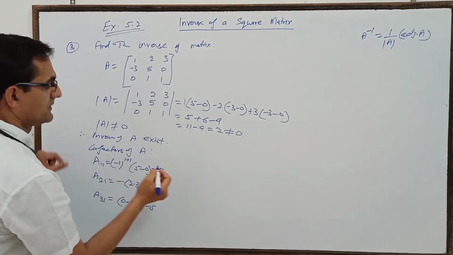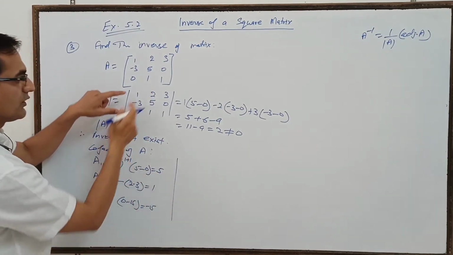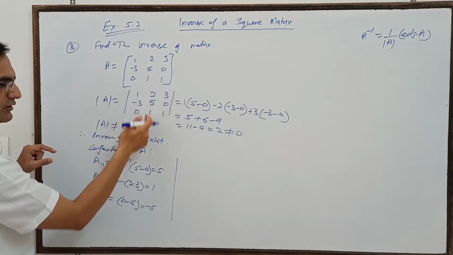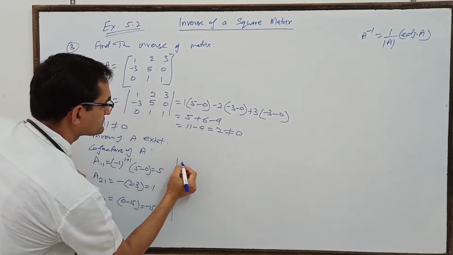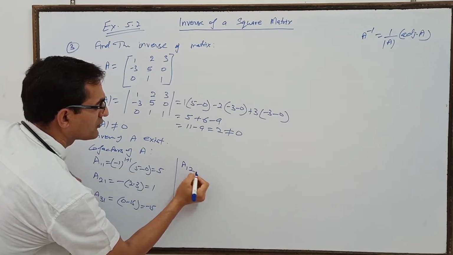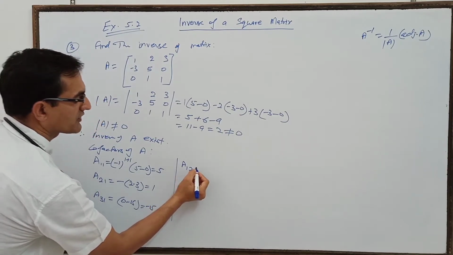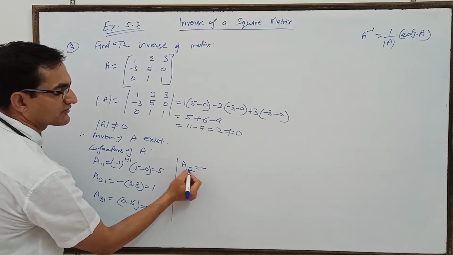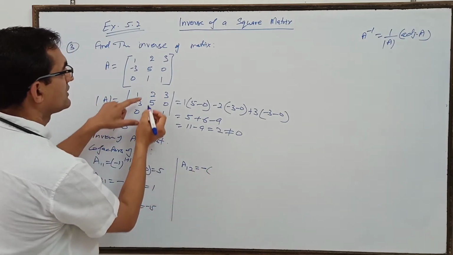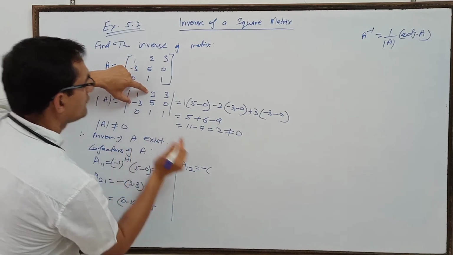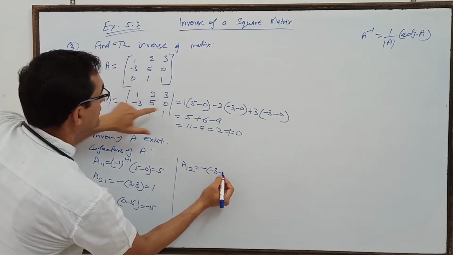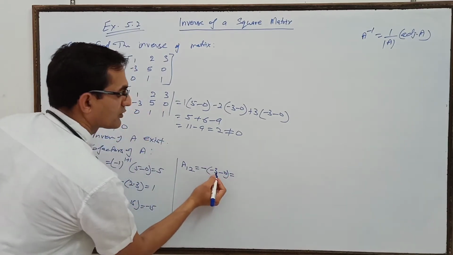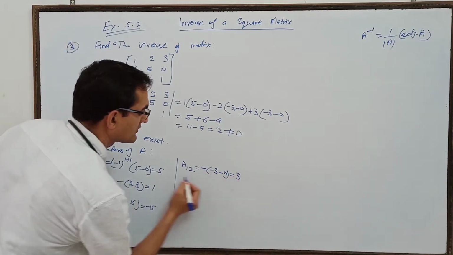Next, the cofactors of the elements of the second column. A12, row first, column second, so the sign will be negative because their sum is odd. Minus 3 into 1 minus 3 minus 0, and this is equal to minus 3 into minus, this is 3.